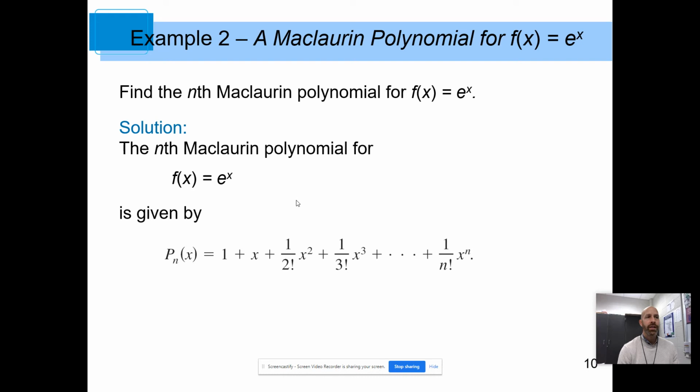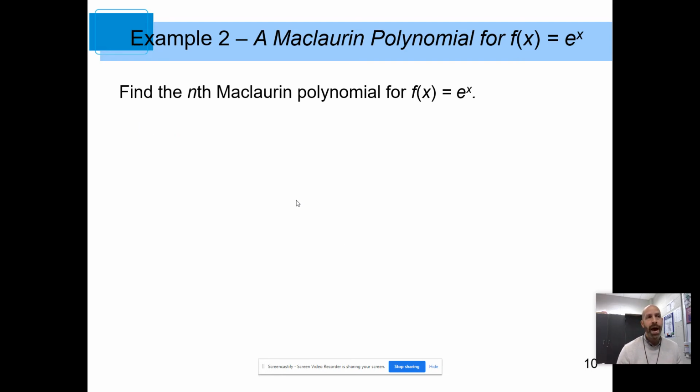Now when I do the next derivative, the next term is going to be x squared. Now I've got to account for the fact that I'm doing this repeated differentiation. So notice that in this case, I'm actually dividing by 2 factorial.